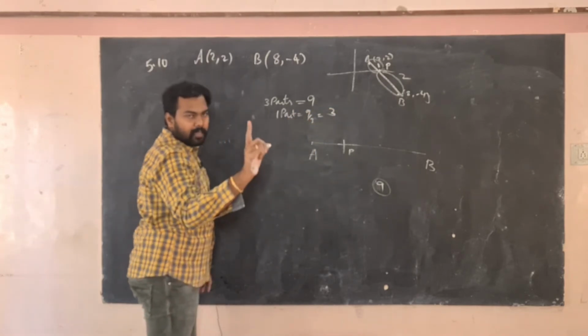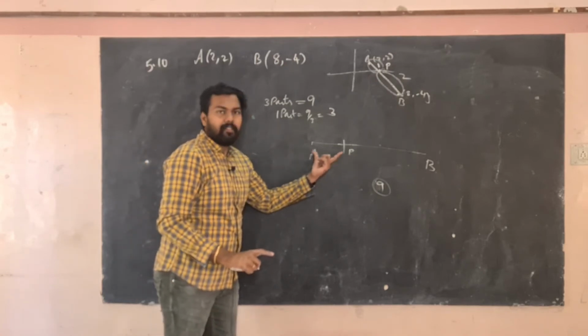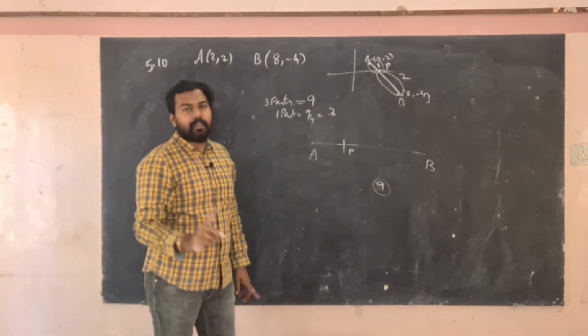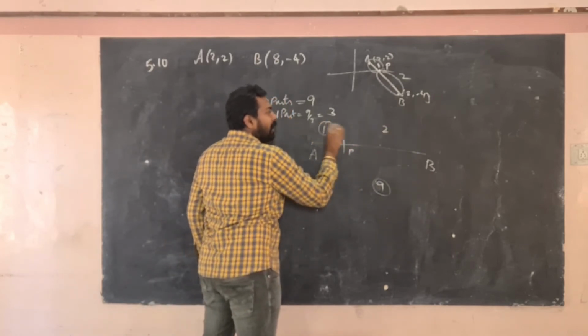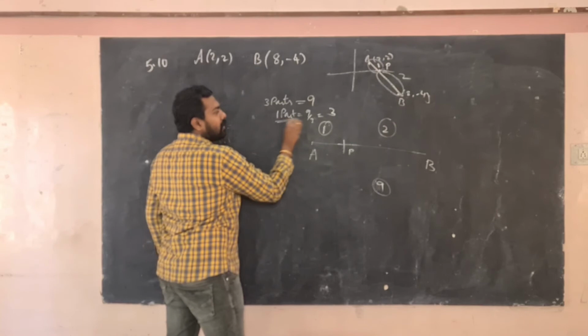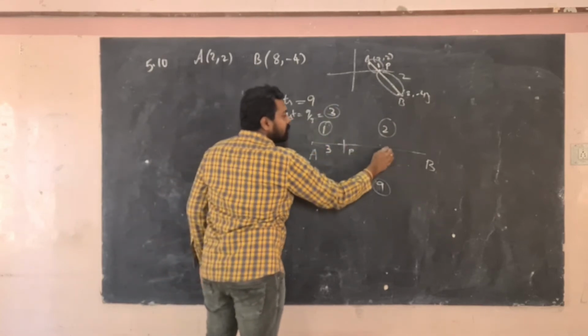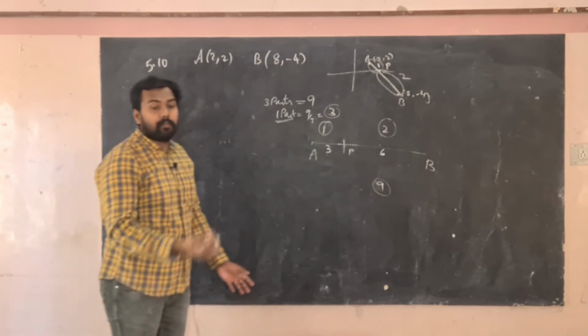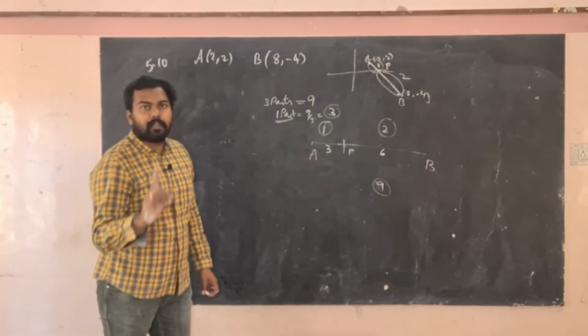Okay, one part is 3. So the point P divides AB in the ratio 1:2. This ratio is 1 and this is 2, so this is 1 part and this is 2 parts. 1 part is 3, so the actual answer is 3, and this actual answer is 6. Understood? This is how we are going to find it. That is not 1 and 2, that is 1 part, 2 parts.